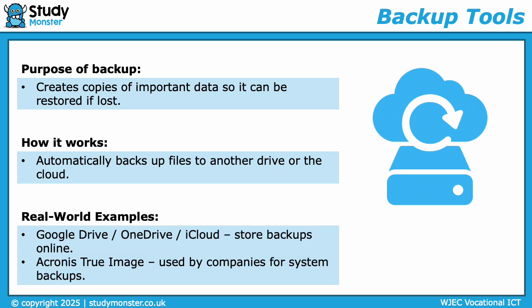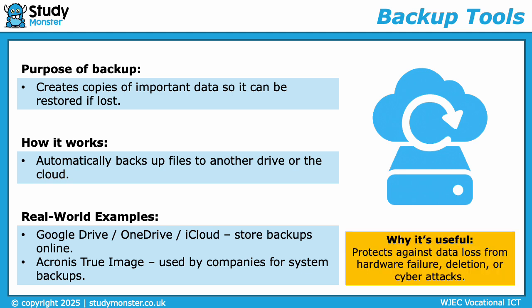Real world examples, so cloud storage: Google Drive, OneDrive that you use in school, iCloud, stores backups online. Other types of software, there's lots and lots of third-party software used by companies for system backups. So it protects against data loss from hardware failure, deletion or cyber attacks. Cyber attacks more commonly now, so things like ransomware.